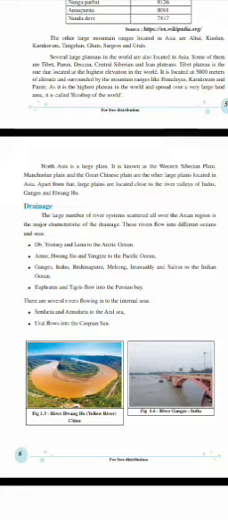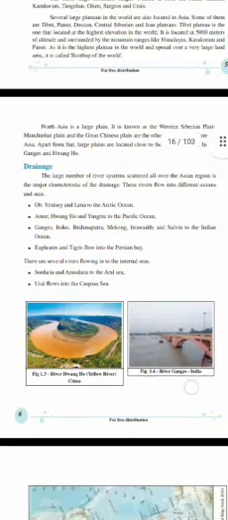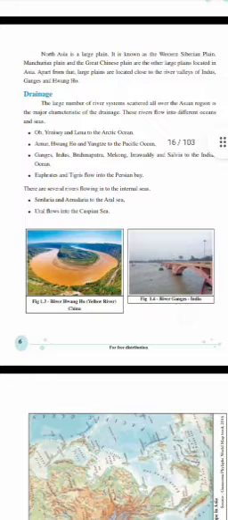So let's define drainage. Drainage is a group of rivers spread across Asia. These rivers flow into various oceans and seas of the world.